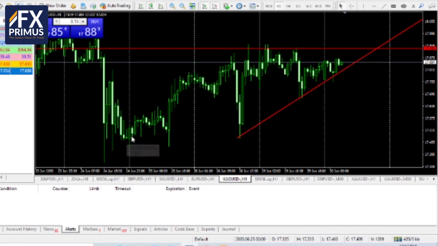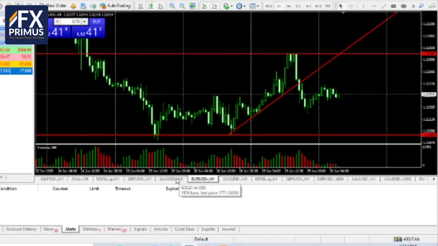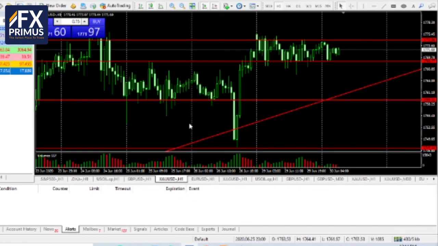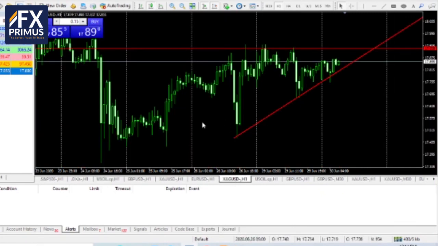So I think that more or less covers the major currency pairs, the UK pound, the euro dollar, and also covers the major commodities such as gold prices and oil prices, and of course we also covered silver prices.